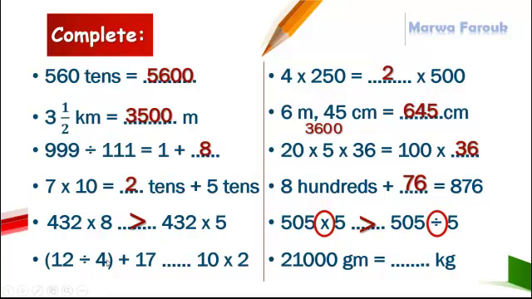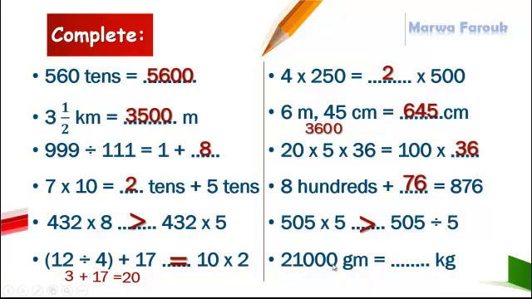Excellent. Now I have 12 divided by 4 plus 17. And the other side 10 times 2, which is greater? I will start here with the brackets. 12 divided by 4 equal 3 and 3 plus 17 equal 20. The other side 10 times 2 equal 20, so they are the same. I have to put here equal.